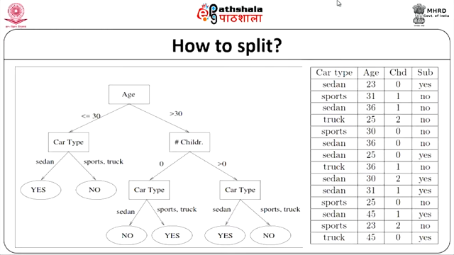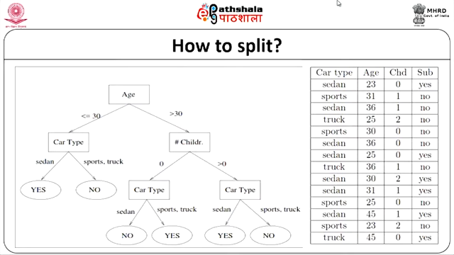Now, how to split? Let us take this example. You have car type, age, and child, and the output is yes or no. If you take the car type, you could have split using car type, using age or using child, one of the variables you could have chosen. Here age is chosen. Age varies from some particular value, say 25, upward. Here we have chosen less than 30 and greater than 30. So, the split point we have chosen is 30. That is the meaning of split point for the variable age.